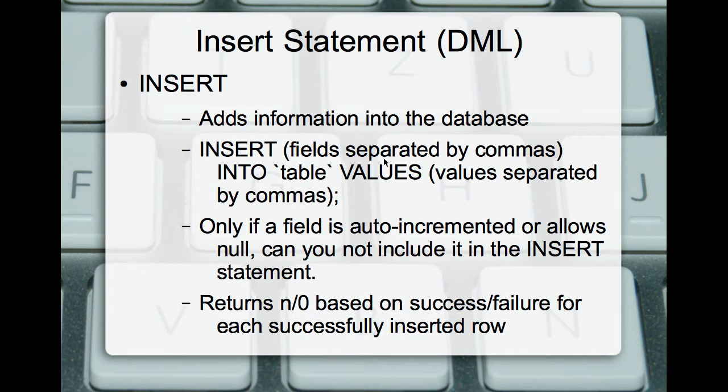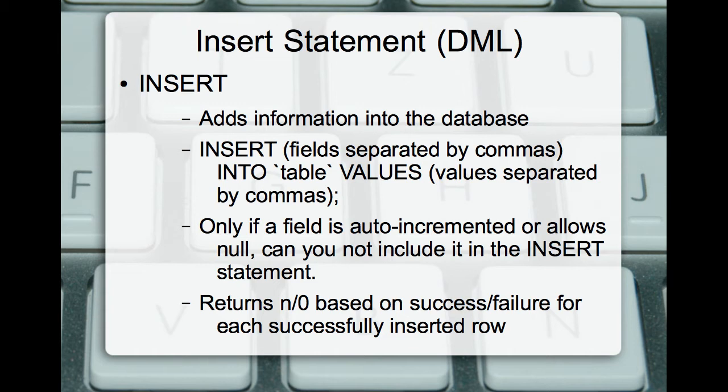Lastly, we're going to return either n or 0 based on success or failure for each successfully inserted row. If you insert 3 rows, it would return 3. If you inserted 1 row, it would return 1. If the insert statement is not successful, it will return a 0. And as you guys saw, if we insert things incorrectly, we get lots of SQL errors. So we have a correct opportunity, and if it does not insert properly, it would return a 0.